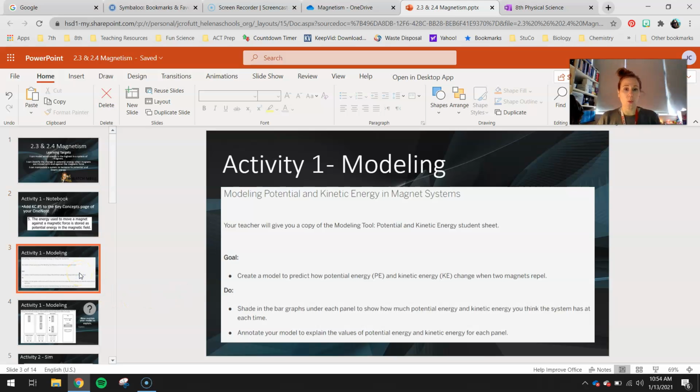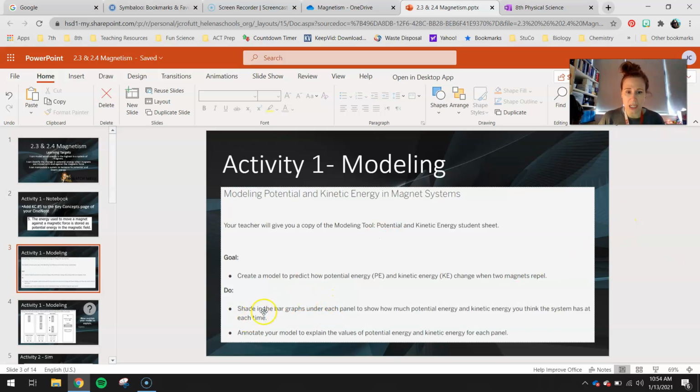Okay, so for your first little warm-up activity, you have a modeling activity to do. So on the next slide, you will have your modeling tool. And your goal is to create a model to predict how potential energy and kinetic energy change. So we're kind of getting your guys' thoughts beforehand, and then we're going to move on and see if we can't change your guys' thoughts.